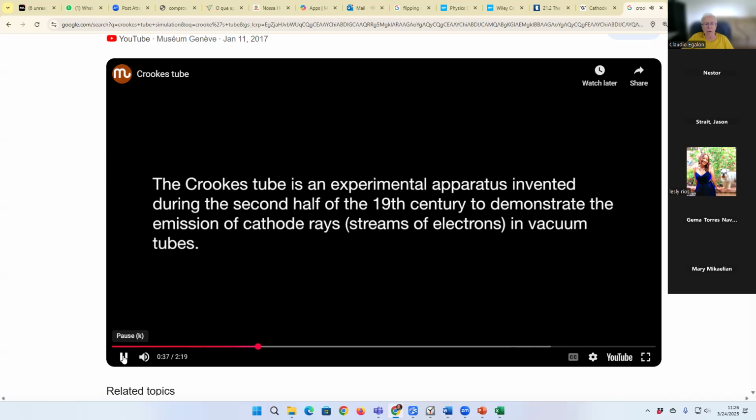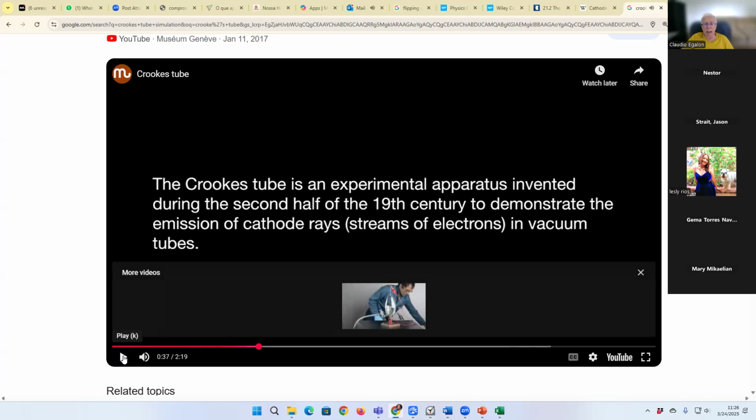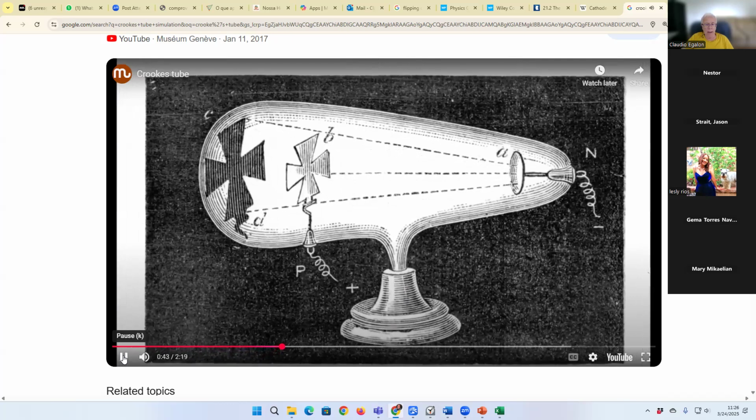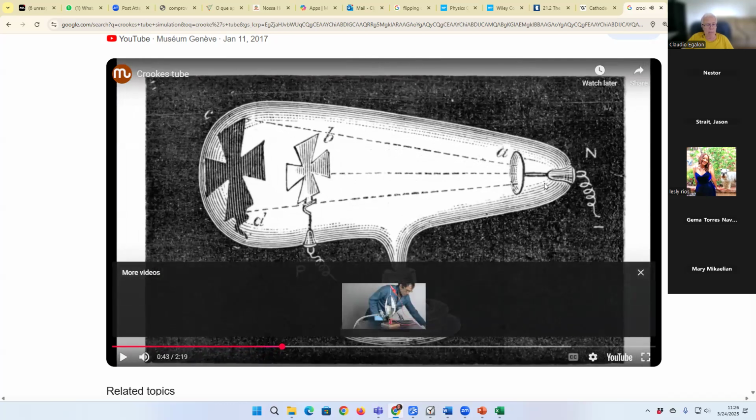And we can use the Crookes tube to visualize also the path of the electrons, okay? That path, the circular path that the electrons take whenever you subject it to a uniform magnetic field. We can do that. It's possible to do that. Now, here you go. This is an illustration of what happens, okay?